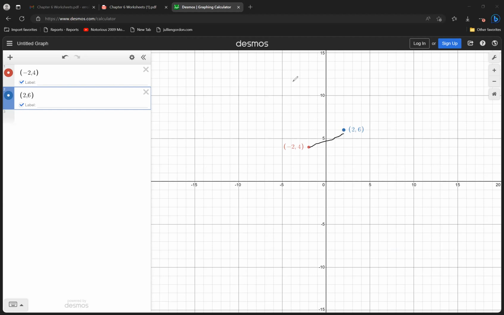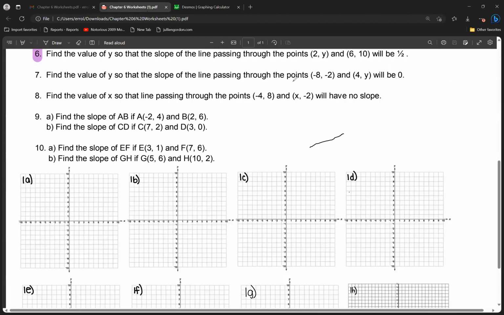Or they just want the slope? Then they would just want us to find the slope. Okay, we could actually do it right here. We don't need to graph it. They don't want us to graph it.